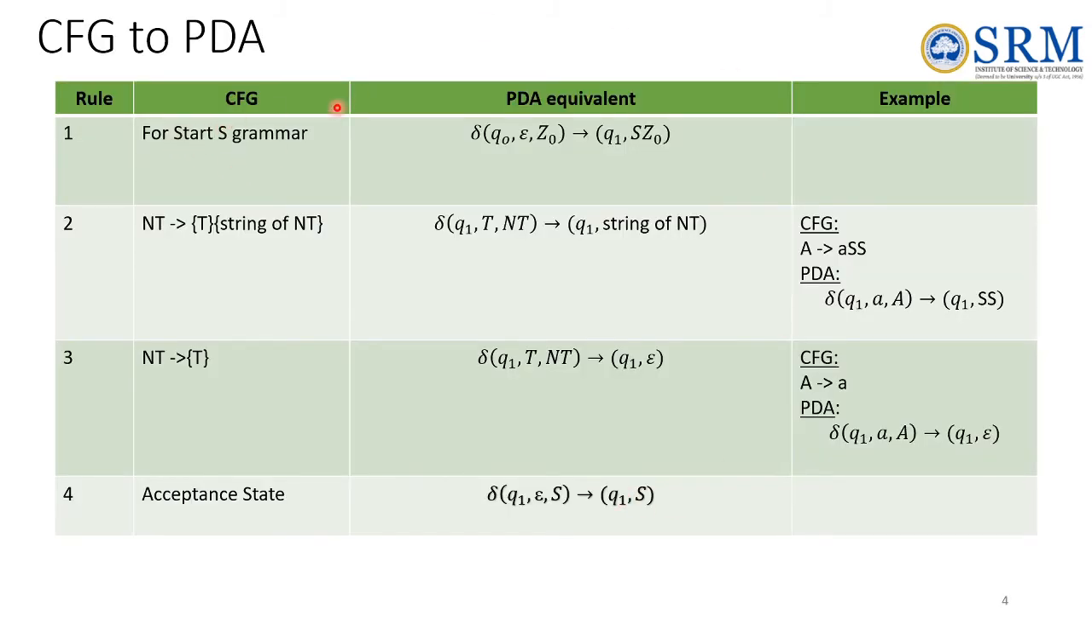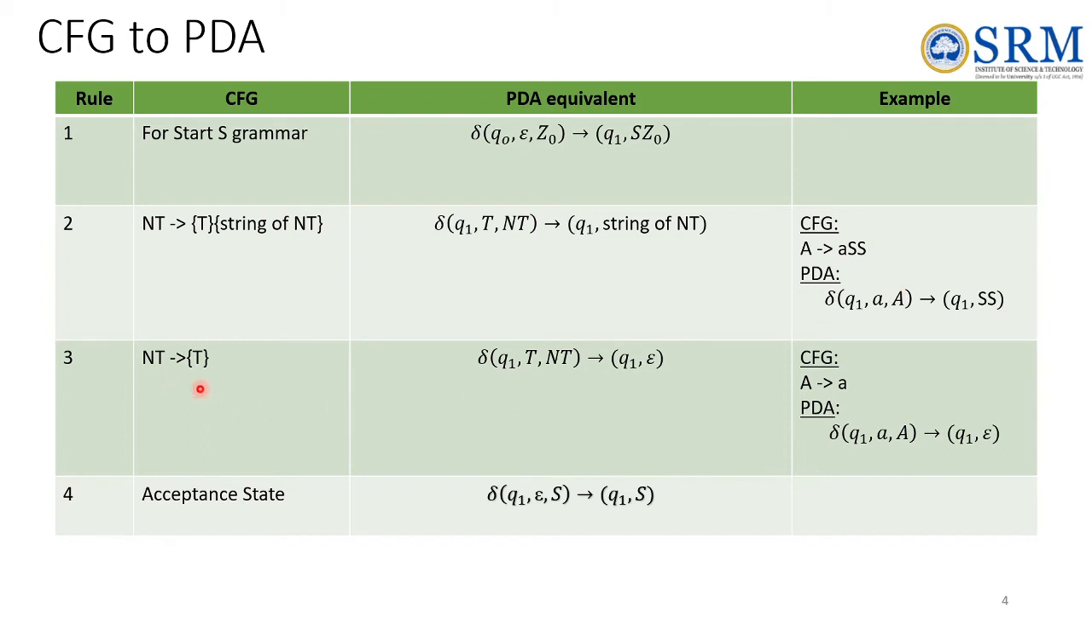So this is my CFG, this is my PDA. If it is for the start symbol S, just blindly write δ(Q0, ε, Z0) gives (Q1, S Z0), that is pushing the start symbol onto my stack. Then for pushing, that is (Q1, ε, NT) gives (Q1, strings of NT). For example, if I have a grammar like A gives A SS, it will be δ(Q1, ε, A) gives (Q1, SS). I am pushing two S's onto my stack.